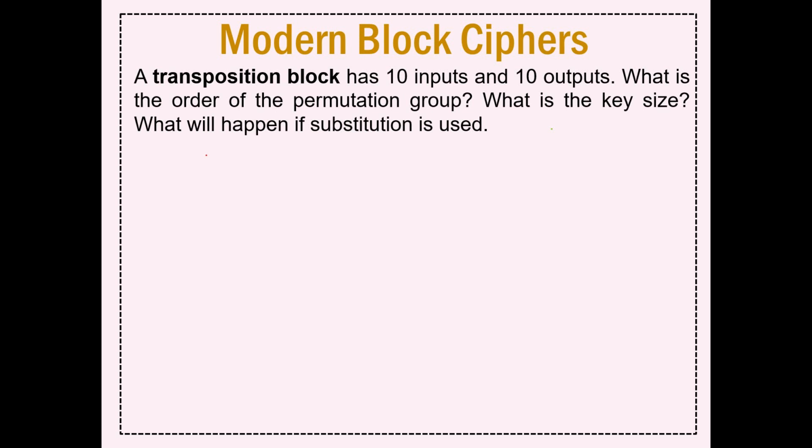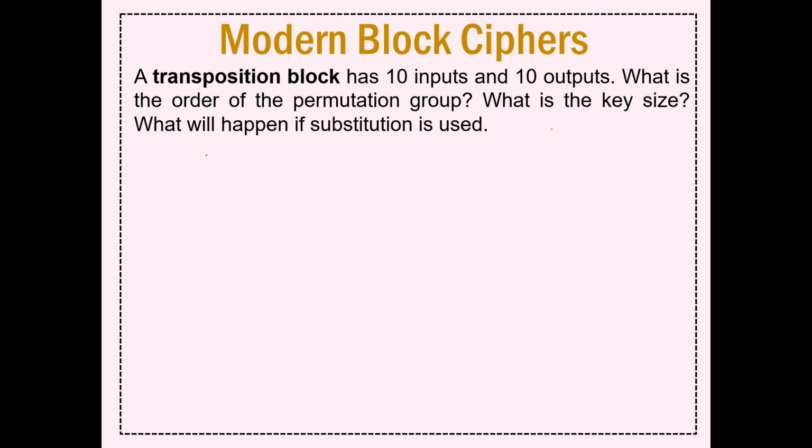This is just to recap what we have done so far, because I can feel there might be a chance that you are not following carefully and might miss some things. So this is the first numerical I thought of taking. A transposition block has 10 inputs and 10 outputs. What is the order of the permutation group and what is the key size? What will happen if substitution is used? This is the question given to us, and we try to find out what the combinations are.